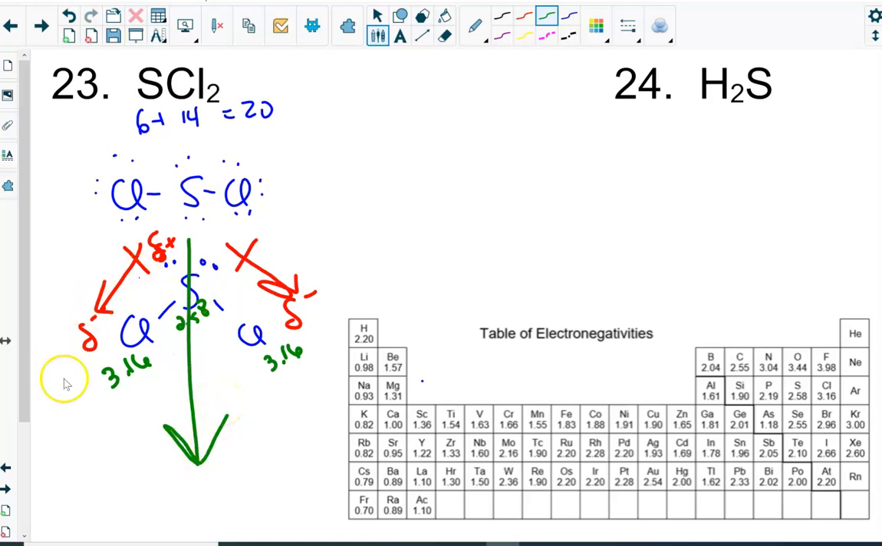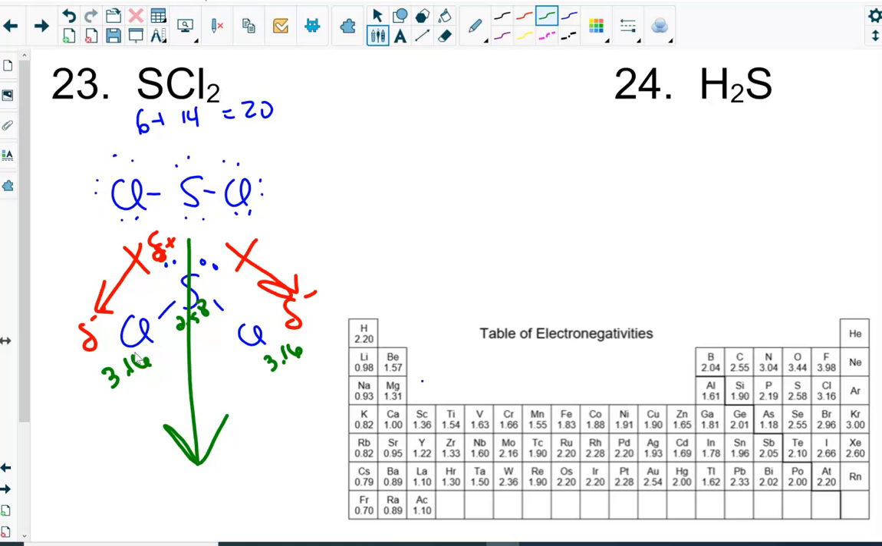If this is pulling this way, think of this as suspended on a string, or a bungee cord. If I pull it this way, and with the same amount of force I pull it this way, generally speaking, it's going to come straight down that way. So our overall dipole is this green arrow.